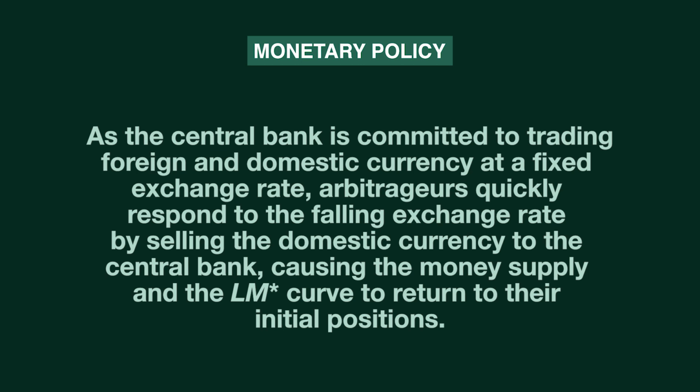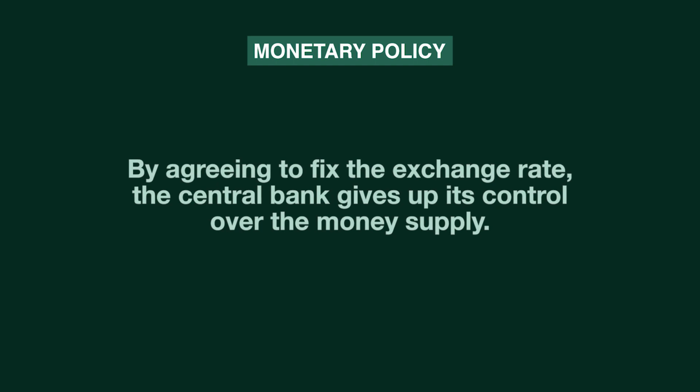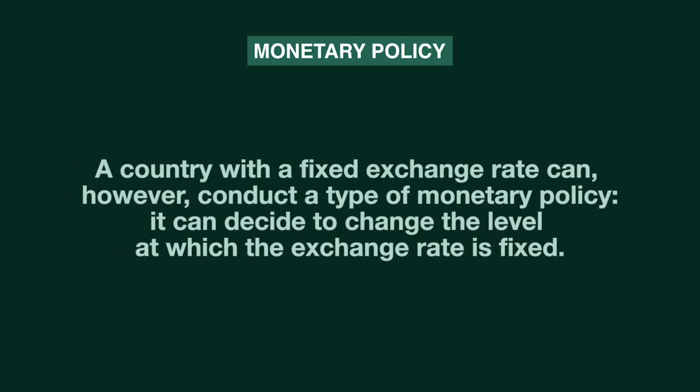In this case, what we observe is that the monetary policy is totally ineffective if we have a fixed exchange rate system. By agreeing to have a fixed exchange rate, the central bank is basically giving up its power to control the money supply in the economy. However, in case of fixed exchange rate, monetary policy can be seen in a different way. That is, the central bank can change the direction and level of exchange rate.